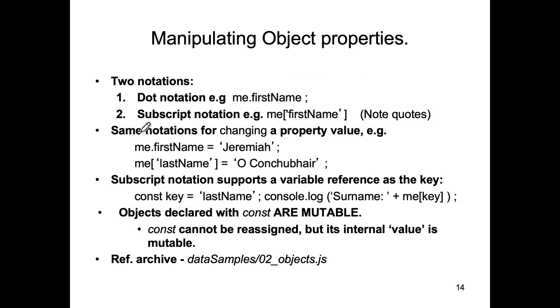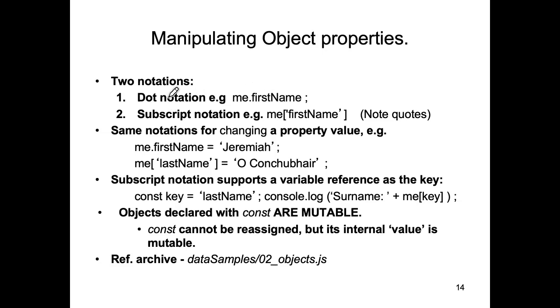So first of all, in terms of the notation of manipulating properties, there are two notations. There's the dot notation. So if we have this expression here where me refers to that object that you saw on the previous slide, the expression me.firstname is going to evaluate to the string Dermot. So this is an expression. This is the key, one of the keys within this object. So if I did a console.log of that expression, it would output the string Dermot. An alternative notation that we can use is the subscript notation. And in many cases, it's an either or. You pick whichever notation you prefer using.